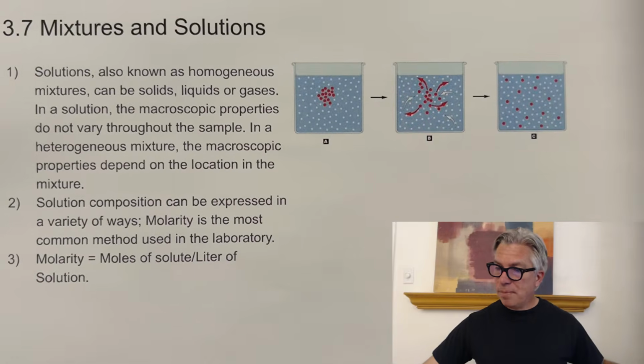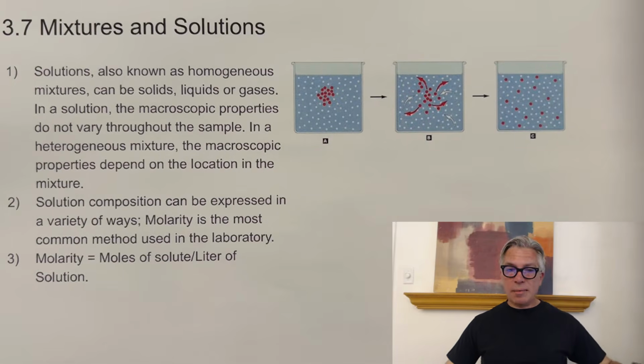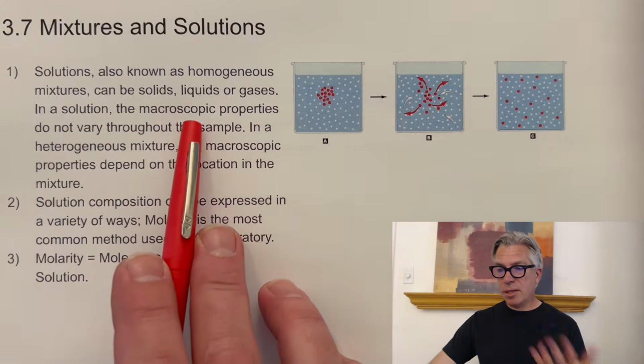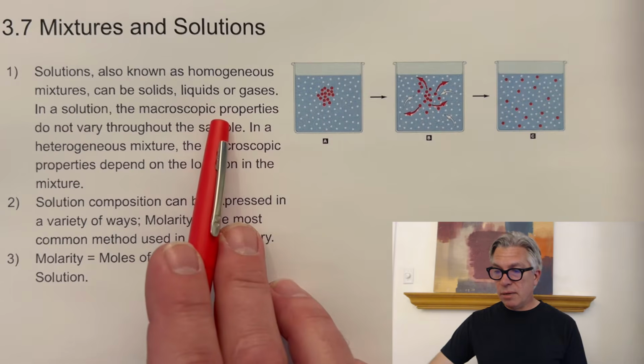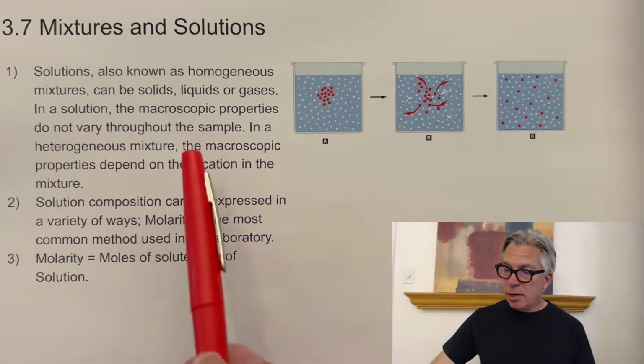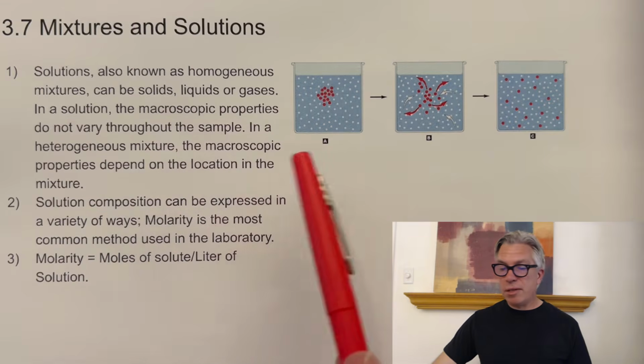All right, we're going to do 3.7, mixtures and solutions. So solutions kind of take over the second part of the unit. And we are also calling them homogeneous mixtures of a solvent and a solute. And the macroscopic properties of a solution don't vary throughout the sample.